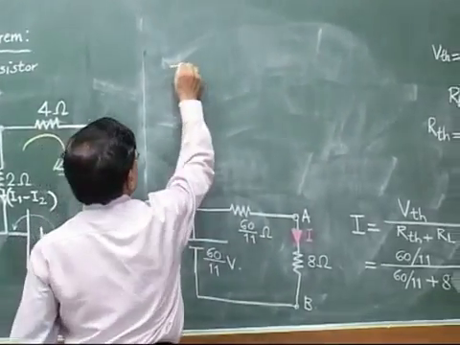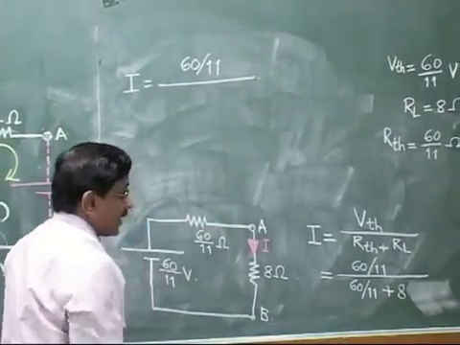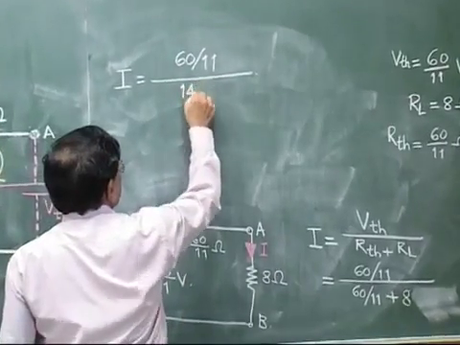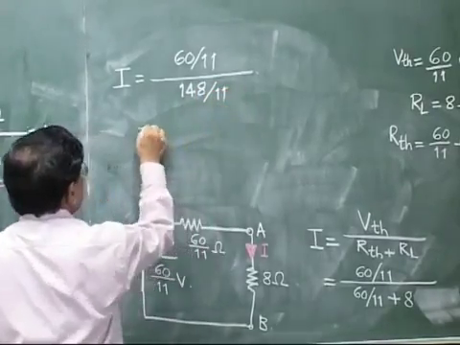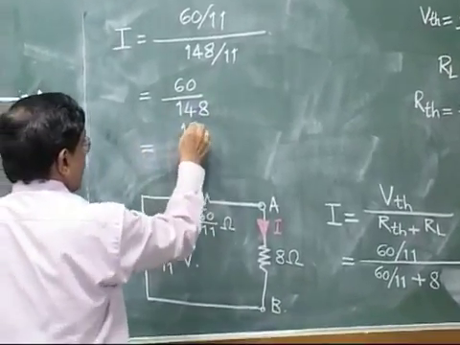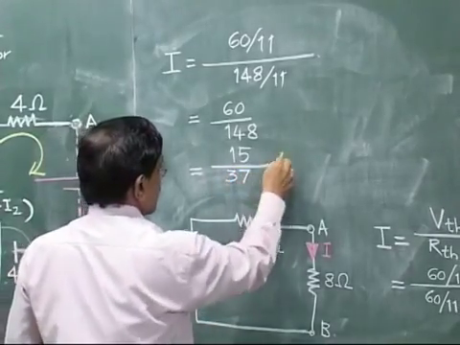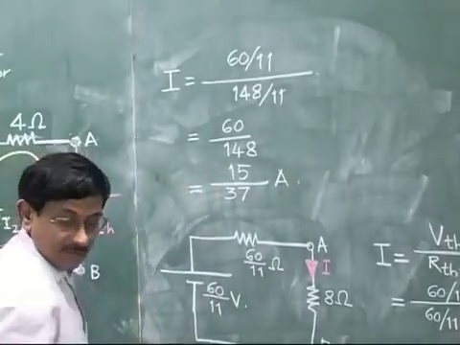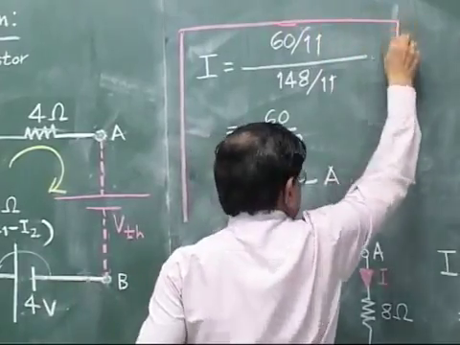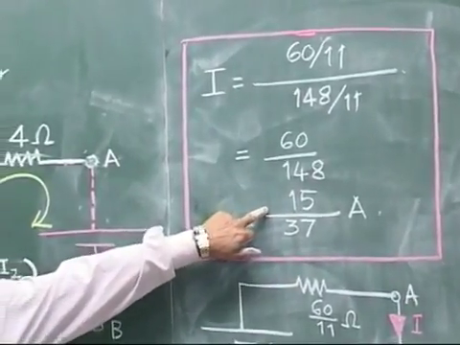So I must be equal to 60 by 11. In the denominator what we will get? 148 by 11. So finally it is 60 by 148. If we divide further by 4, numerator will be 15, denominator will be 37. So this is the final answer. So this is the final answer for the given problem.